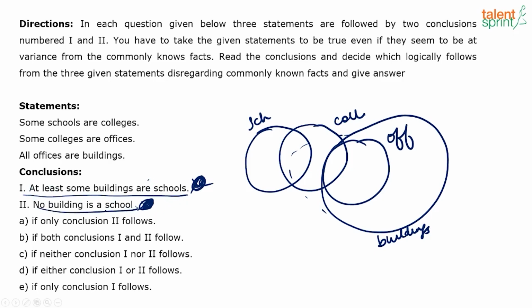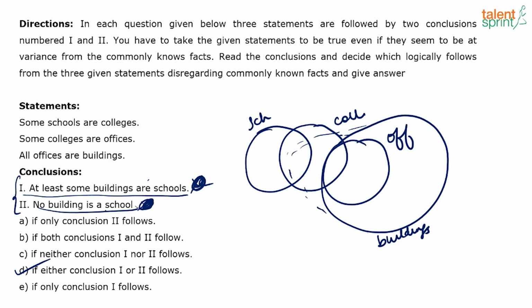Correct? So if some buildings are schools, let us say if this set buildings was like this, then the second conclusion, no building is school, is definitely false. Similarly, if no building is school is true, then at least some buildings are school is definitely false. So there are only two possible cases: either some buildings are schools or no building is a school. These two are called a complementary pair, where if one is true, the other is false, and if the other is true, the first one is false. So here my answer will be option D, if either conclusion 1 or 2 follows.